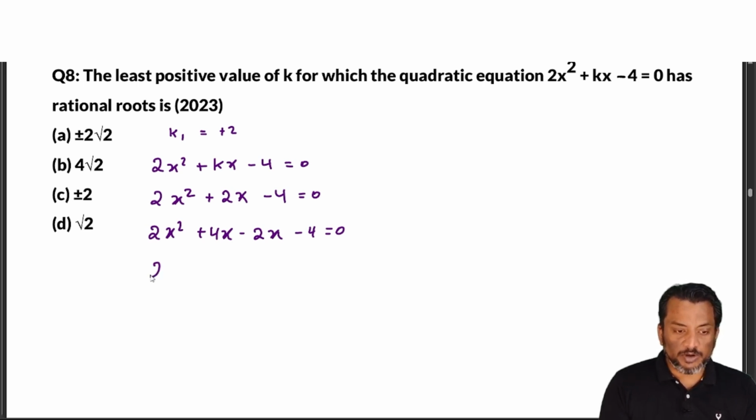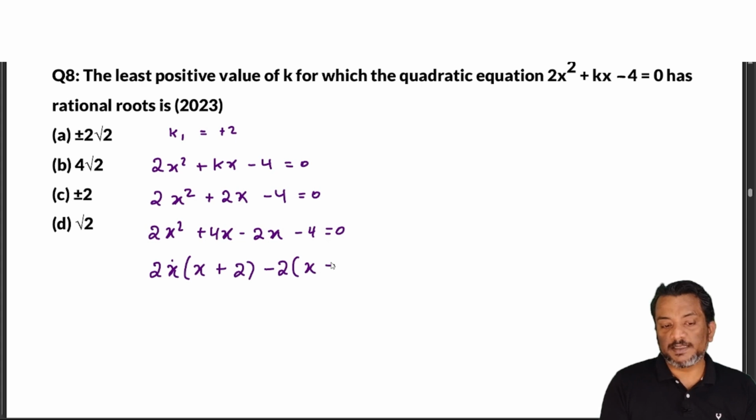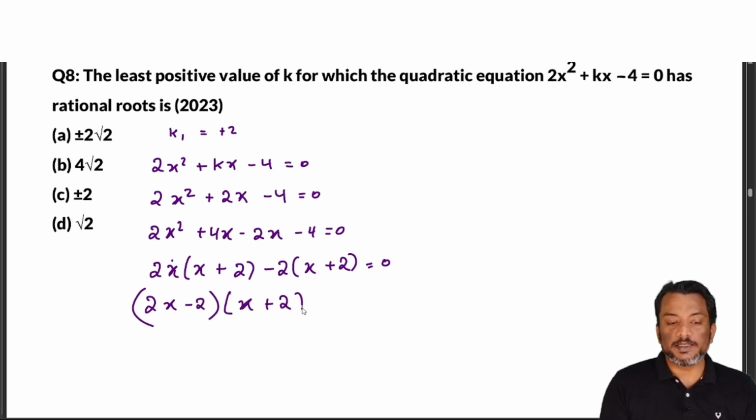First, between these two, what will you get common? You will get 2x common. So what will you get? X plus 2. Now in the second one we will get 2 common. So we will get x plus 2 common is equal to 0. Which means 2x minus 2 and x plus 2 is equal to 0, which means 2x minus 2 is equal to 0. So 2x is equal to 2. So x is equal to how much? 2 over 2 is equal to 1.